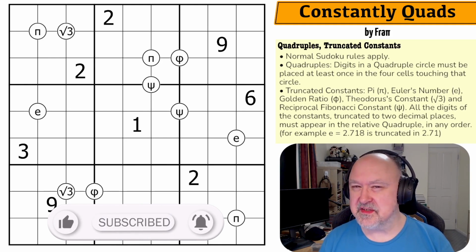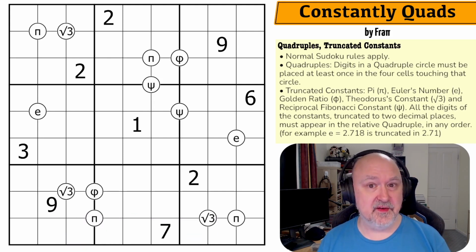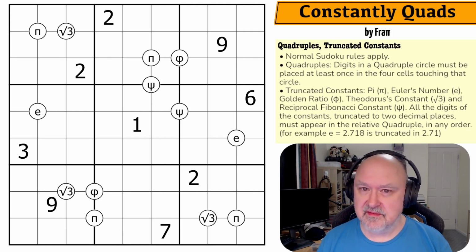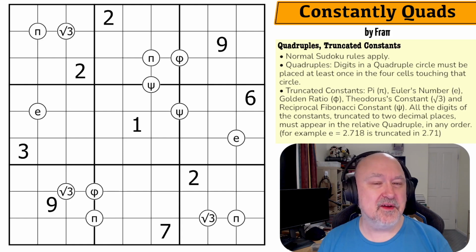And with this one, a little bit more exploration is going to be needed. I expect this puzzle is going to make a lot of people very angry and be widely regarded as a bad move. That's kind of a quote. This is Constantly Quads by Frapp. Is it Pi Day yet? No, not yet. And this is a quadruples puzzle that is using mathematical constants as their clues. I think this is awesome.